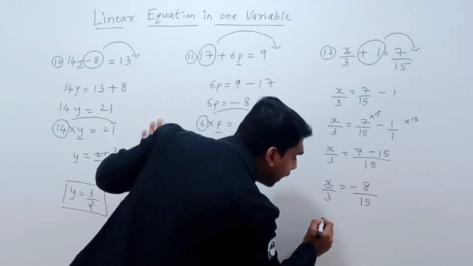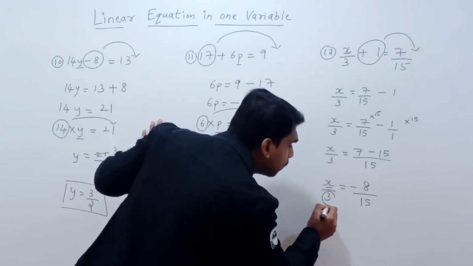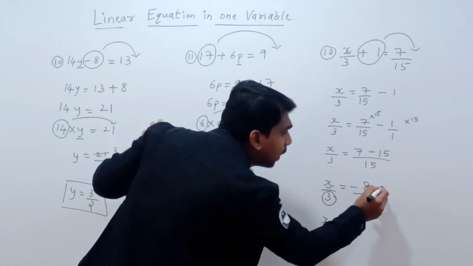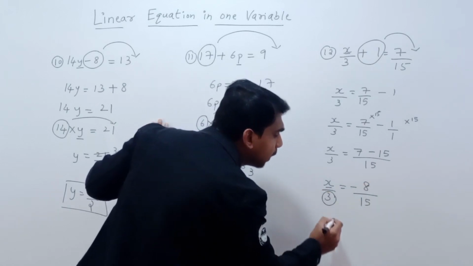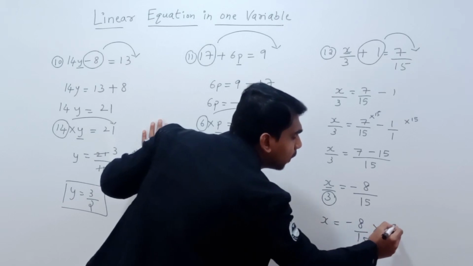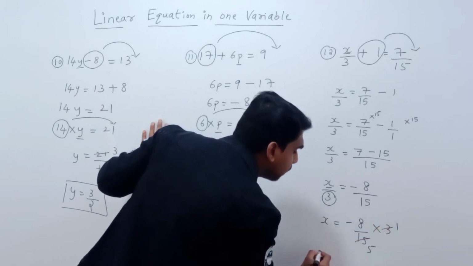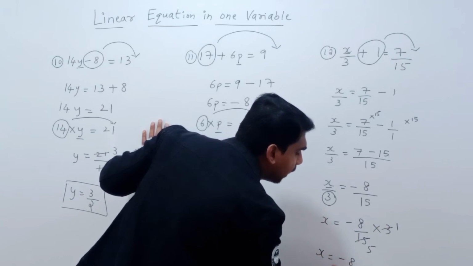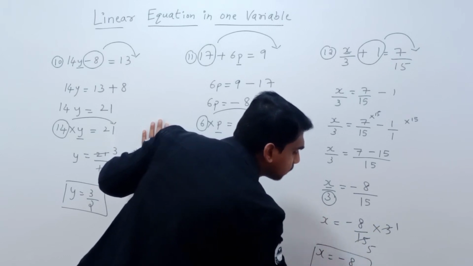Now we have to find the x value. So we'll move 3 to the right side. Since it is divided by, it will become into. 3 ones are 3, 3 fives are 15. x is equal to minus 8 divided by 5.